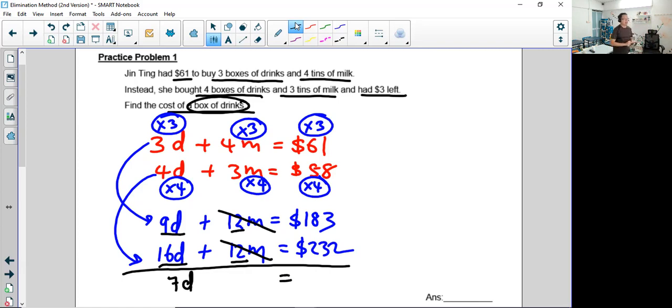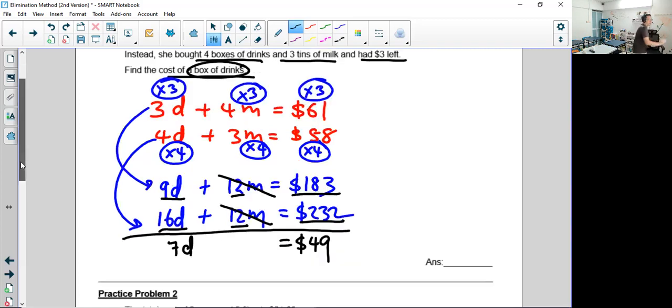And how much is the 7 boxes? Then you take 232 and minus 183, and you will get $49, right? So how much is one box of drinks? So one box of drinks will be $7, right? 49, and then you divide by 7, and that's how you get the answer. Answer a bit quicker, right?